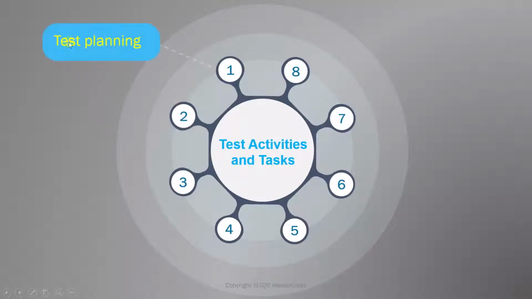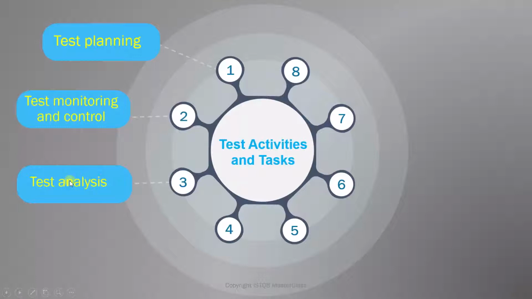The first activity is test planning. We plan our tests. The second activity is test monitoring and control. Keeping an eye on whether we are working according to the test plan falls under monitoring. And if we are not, then getting us back on track comes under control, which ensures that we can deliver the project on time. The third is test analysis.